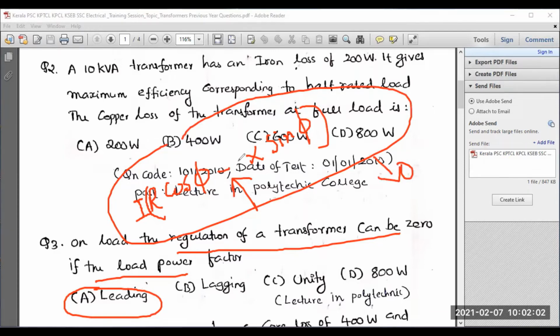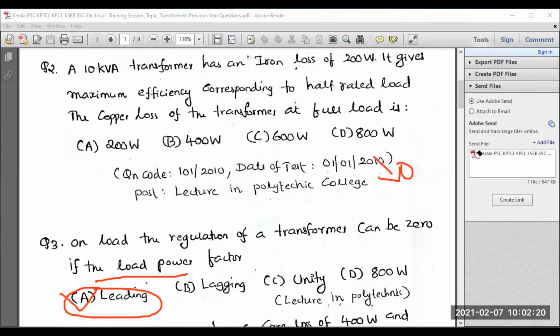So there is no possibility of regulation becoming zero at lagging power factor. Same thing takes place for unity power factor as well. So I can go for option A. This is very important. This can be asked in the examination because it's a confusing factor for everyone. Better you can draw the phasor diagram so that you will understand very clearly.